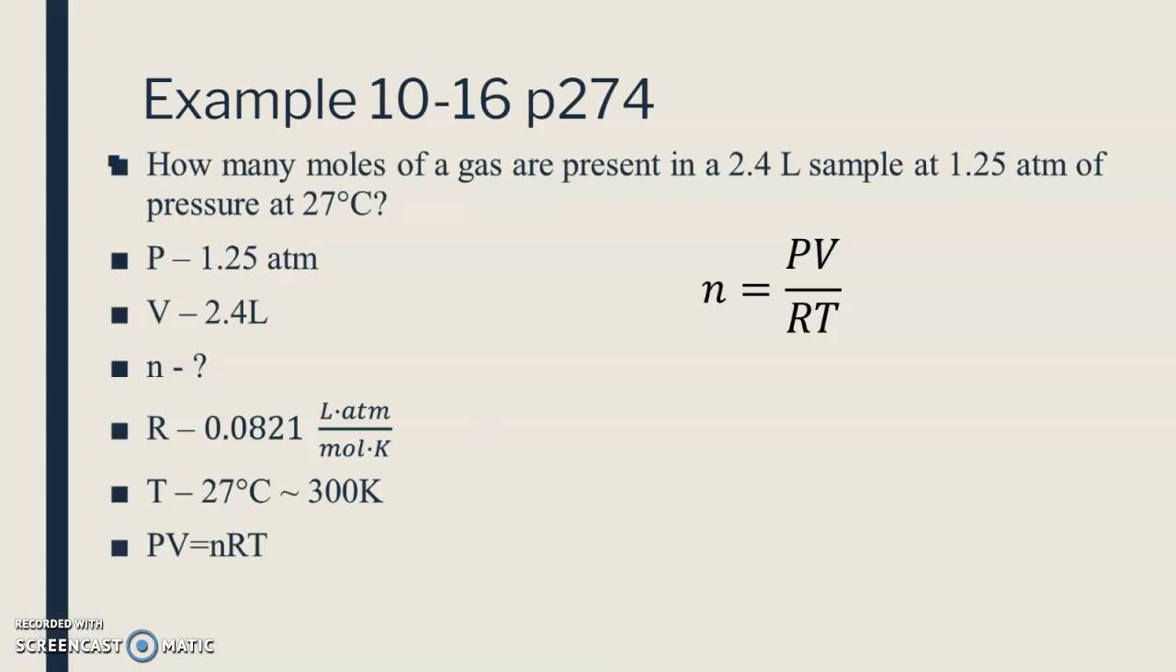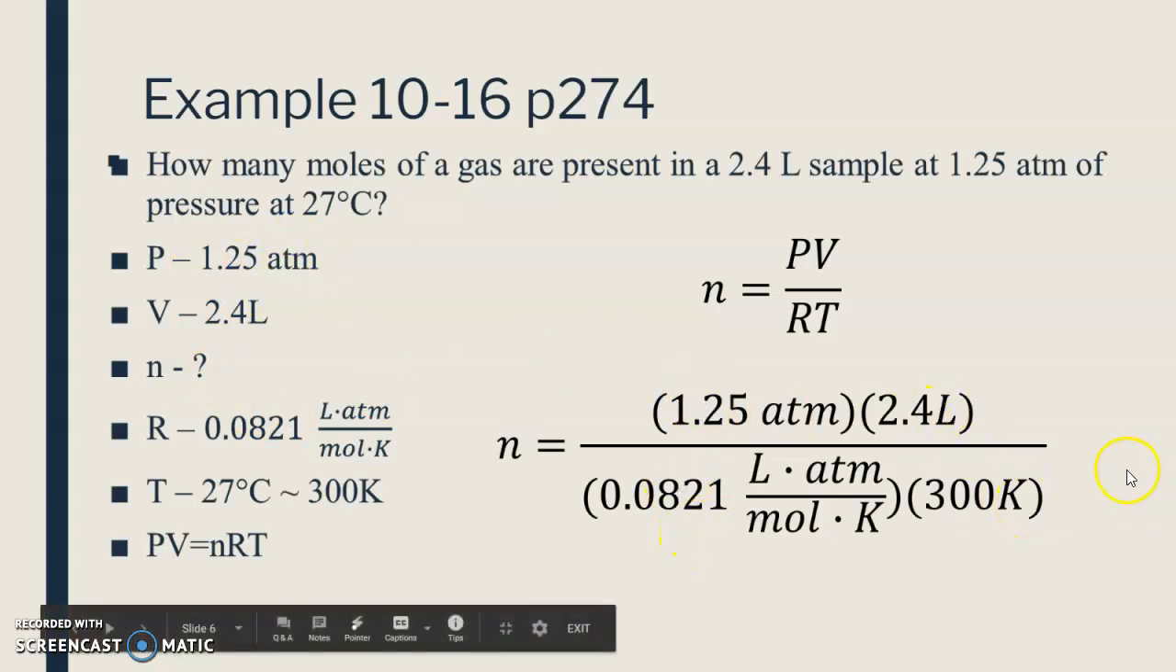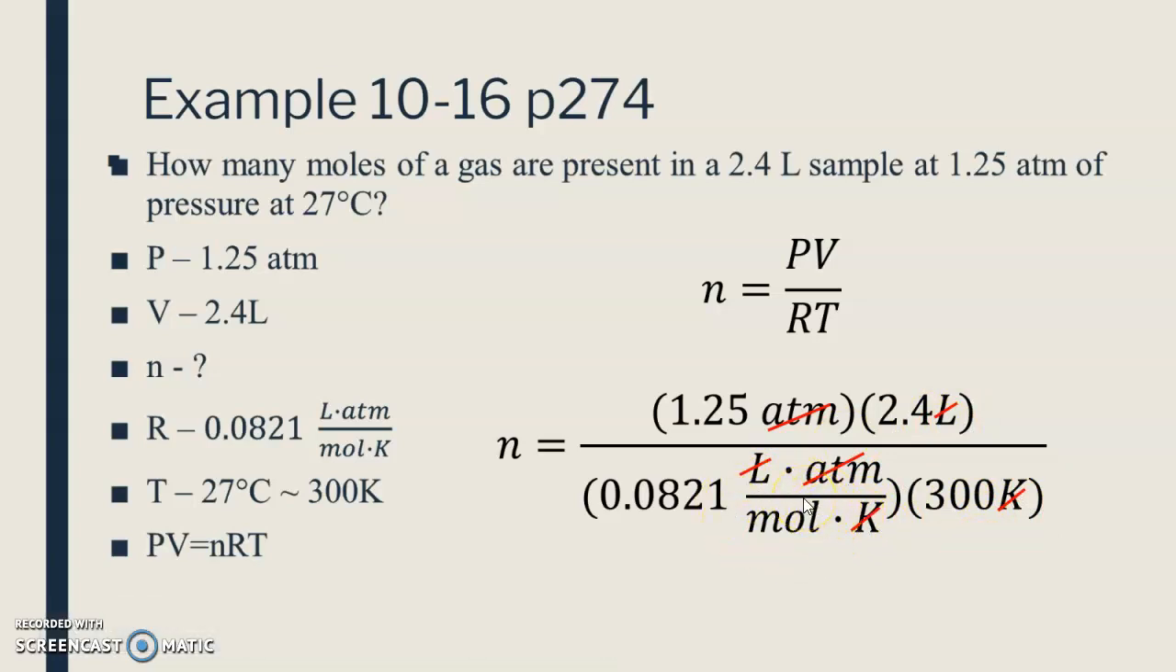So now I just plug in my values, and you'll see I have my P, V, and RT right here. Now this is the part that I said you have to be very careful about, because we're only using this information to cancel out certain things. My atmospheres cancel out. All right, my liters cancel out. Notice I'm not multiplying anything here. I'm just using it to cancel out things. And then, of course, my Kelvins will cancel out. I'm left with the unit of moles, which is great because I'm looking for number of moles.